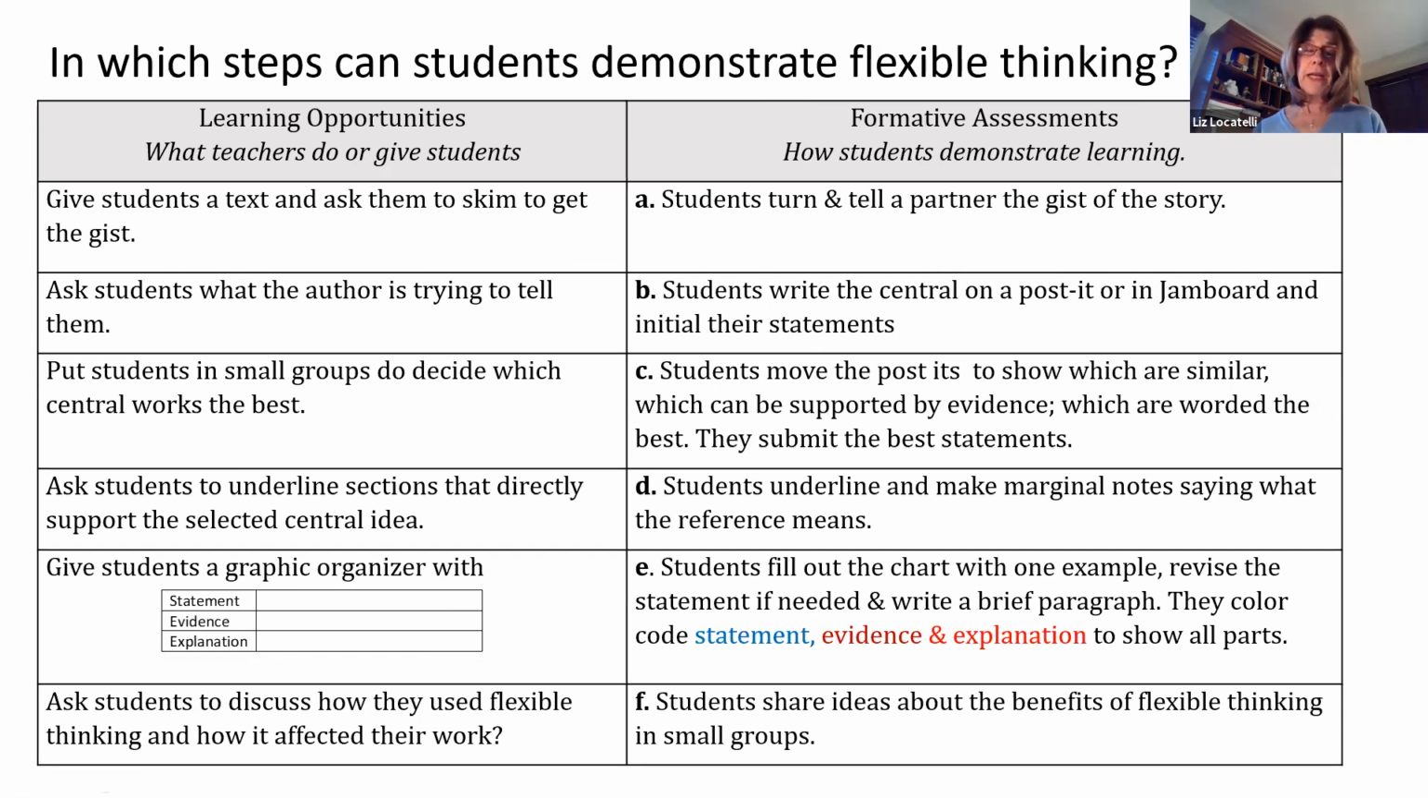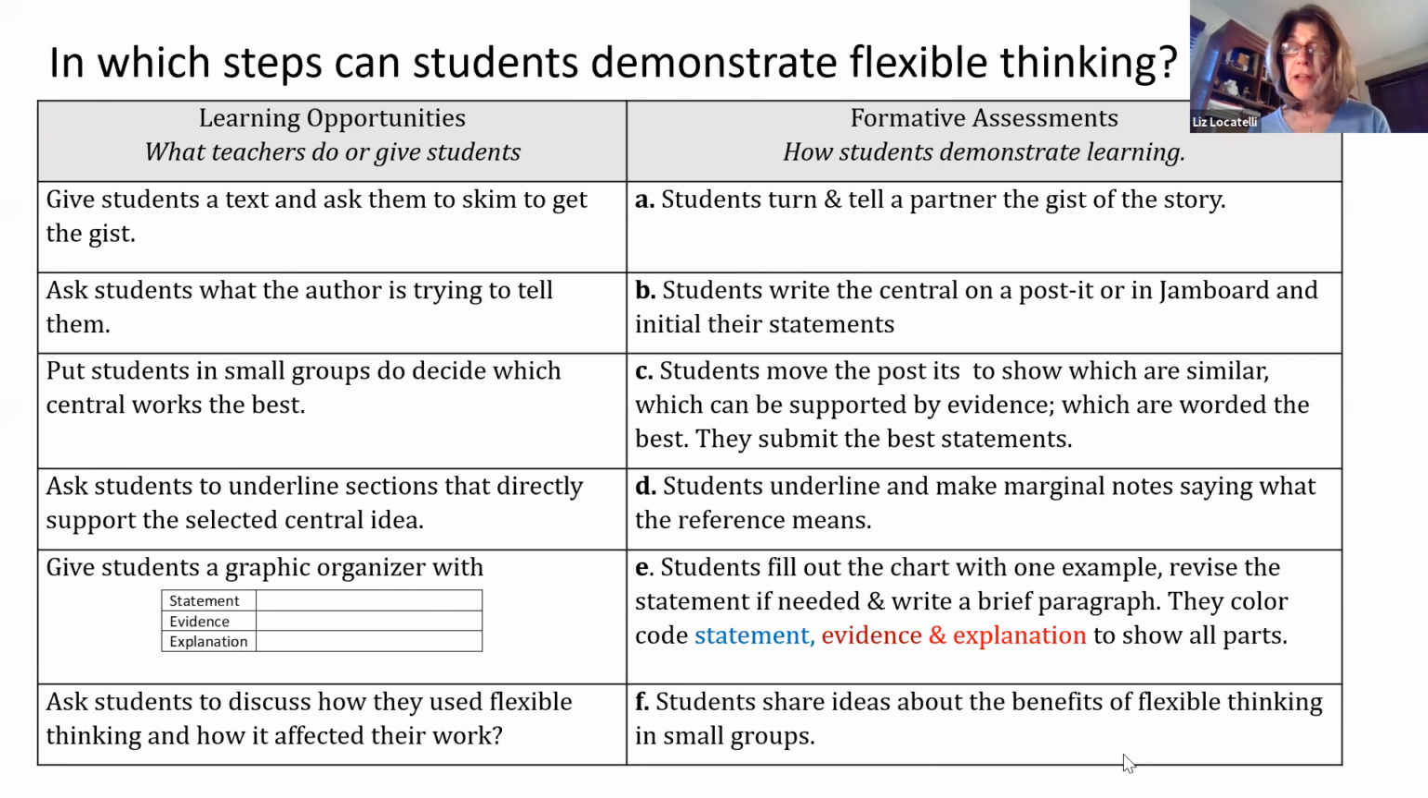Now I want you to take a minute, focus on the right-hand side, and tell me the letters where students are demonstrating flexible thinking, because this is an important strategy for kids. And I'll open up the chat and you can tell me, what are the letters where students are demonstrating flexible thinking? You're looking at the right-hand column. Definitely B, because we spoke about the fact that there can be different central ideas, but you have to get the best evidence to support your central idea. Okay.